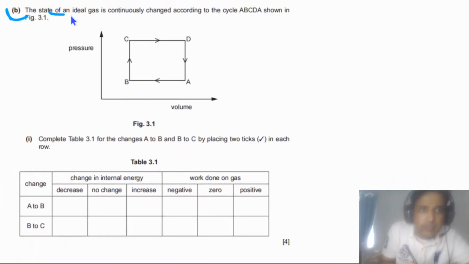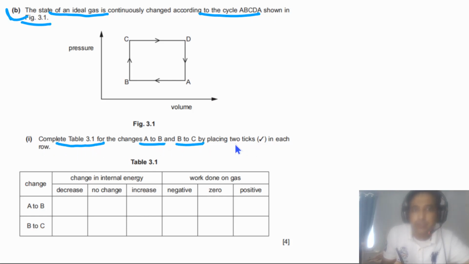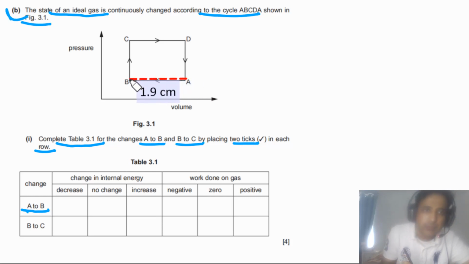Part B says the state of an ideal gas is continuously changed according to the cycle ABCDA shown in figure 3.1. For part B1, we need to complete table 3.1 for the changes A to B and B to C by placing 2 ticks in each row. So first of all, from A to B, for this process, or we can say for the change from A to B.